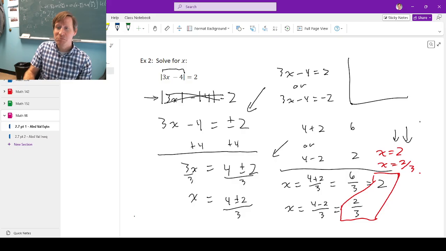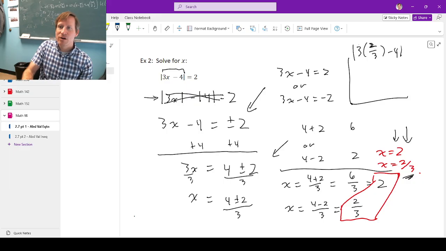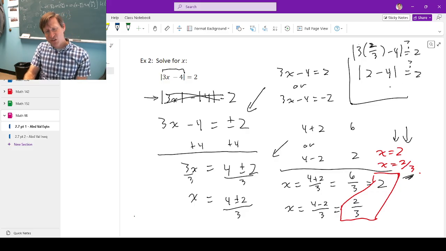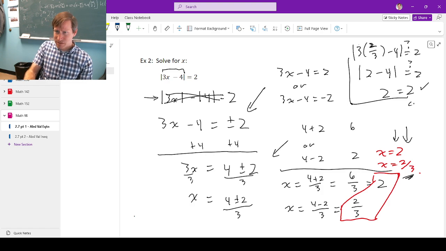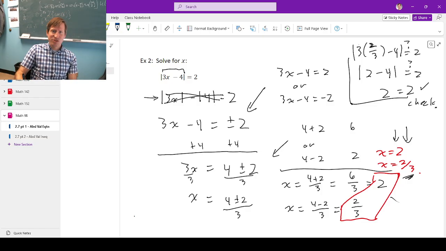I won't do both of them, but let's plug in maybe 2/3. So if we plug 2/3 in for x, we get absolute value of 3 times 2/3 minus 4. We want to check, is that equal to 2? 3 times 2/3 is 2, so absolute value of 2 minus 4, is that equal to 2? 2 minus 4 is negative 2, and the absolute value of negative 2 is 2. So it checked out. So here we checked that 2/3 really is a solution. The other solution, x equals 2, also checks out, but I'll let you do that one.